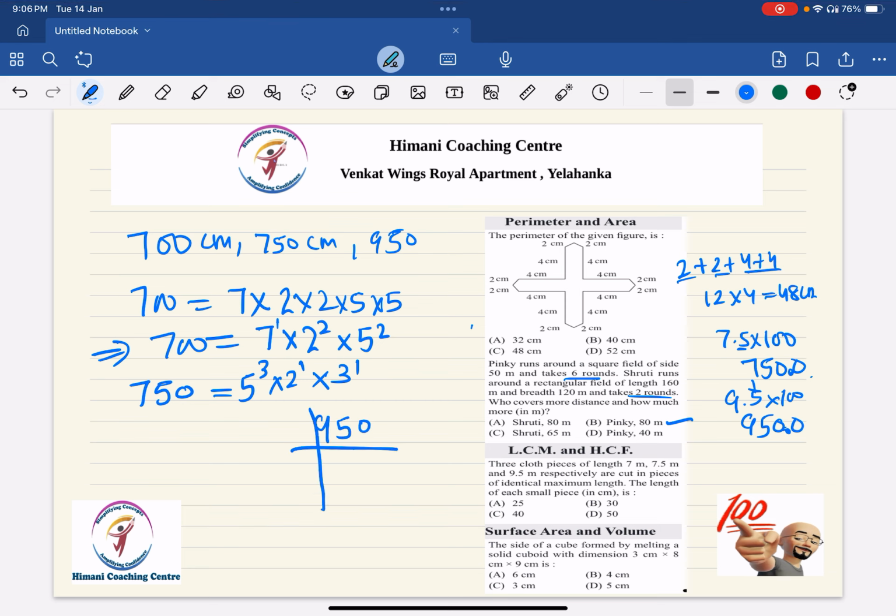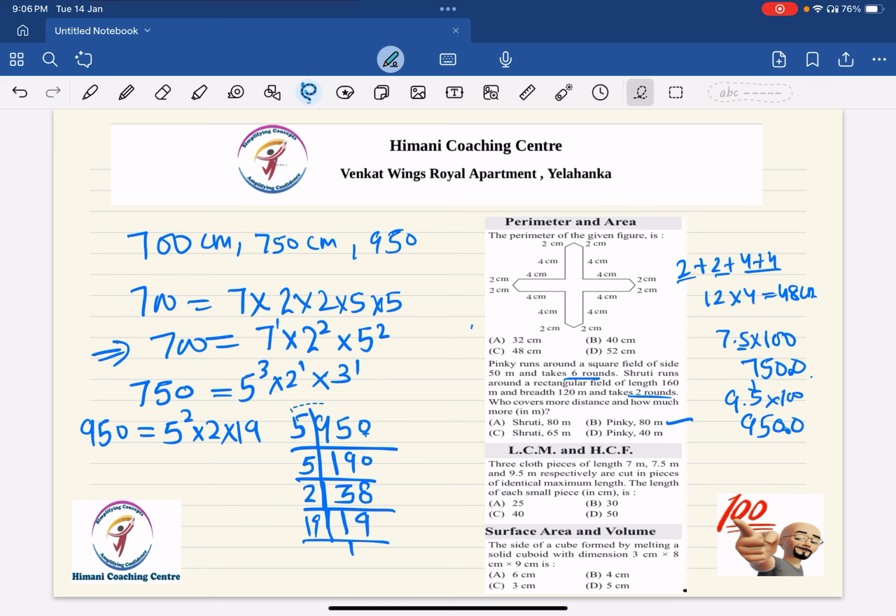So it ends with 0, so it is divisible by 5. So this would be 5 ones are 5, 5 nines are 45. Again divisible by 5. So 5 threes are 15 and 5 eights are 40, now divisible by 2. So 19, 19 is a prime number. So what are we getting? We are getting that 950 can be written as 5 into 5, which is 5 square, into 2 into 19.